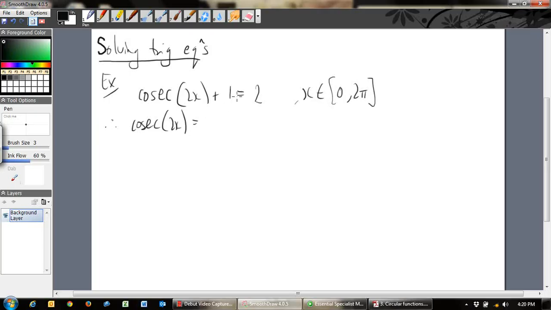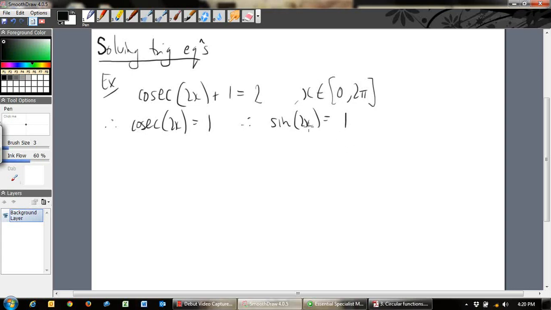Cosec 2x, move that 1 to this side and you get minus 1, so that's equal to 1. Cosec is 1 over sine, and therefore sine 2x is equal to, we take the inverse of 1, which is 1 as well. We've taken the inverse of that side and the inverse of that side.